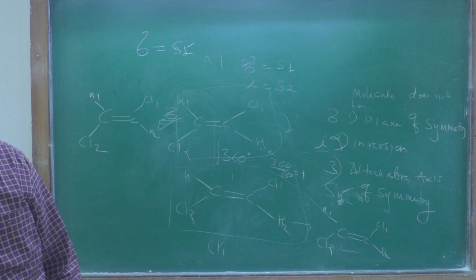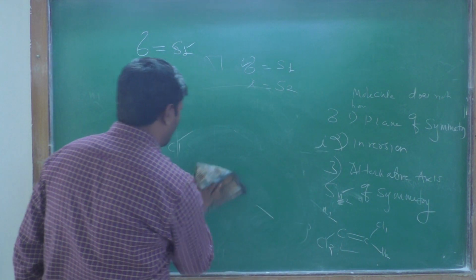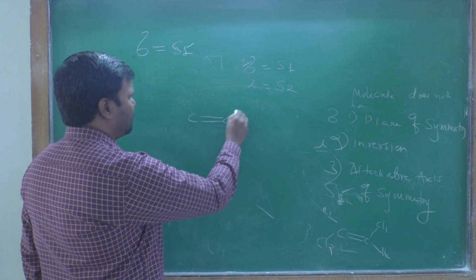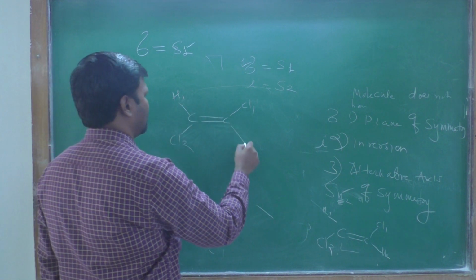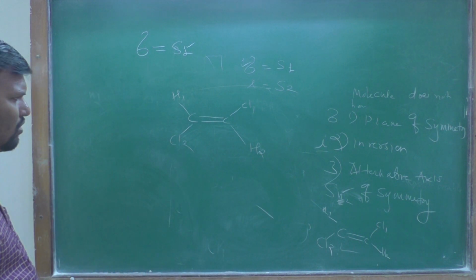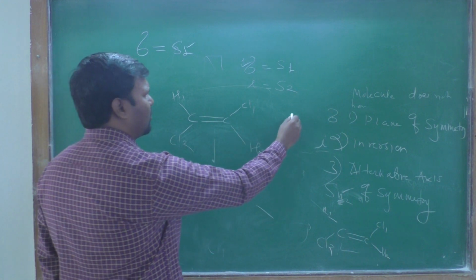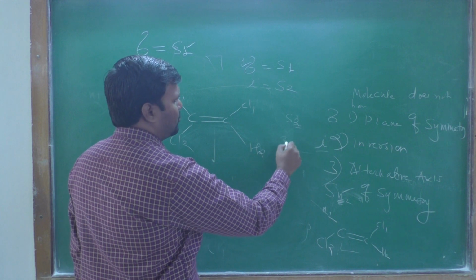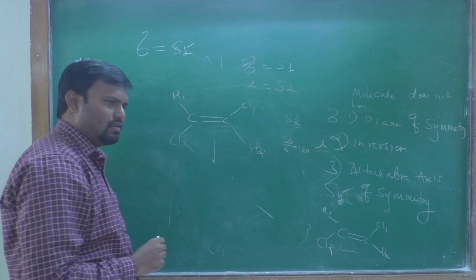For the second assumption, I is equal to S2. For this we have an example: trans 1,2-dichloroethane. Firstly, you have to perform the S2 operation. S2 means 360 upon 2, so you have to rotate the molecule 180 degrees.